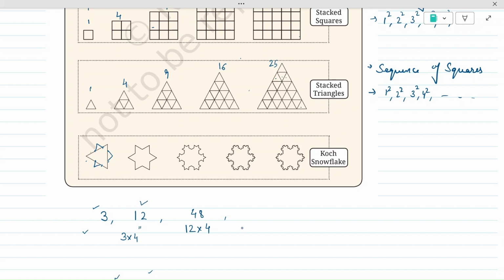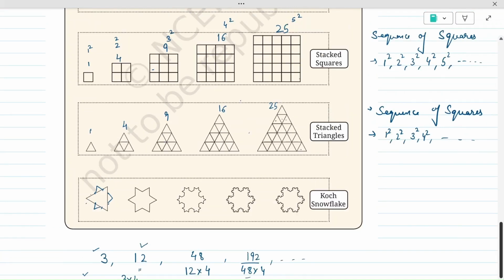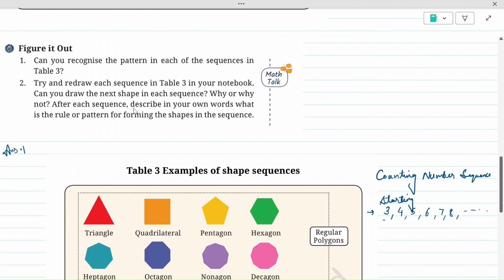And next, we will have 48 multiplied by 4, which is 192, and so on. So to get every next term, the next shape, we have to multiply by 4. So this is what we have in Koch snowflake. Now coming to the second question. Try and redraw each sequence in your notebook, and can you redraw the next shape?